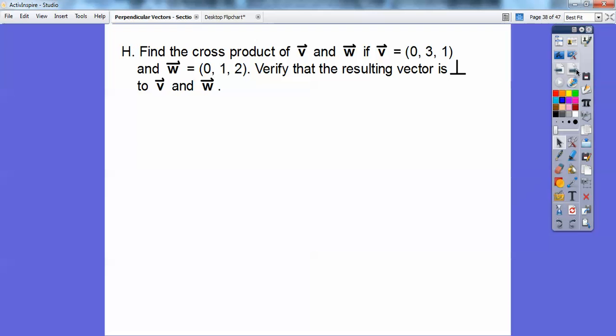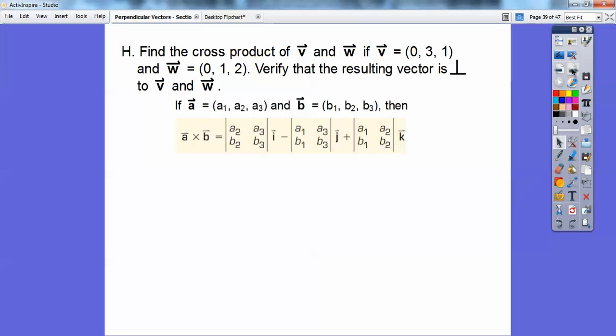Find the cross product of vector V and vector W, if V is the ordered triplet 0, 3, 1 and W is the ordered triplet 0, 1, 2, and verify that the resulting vector is perpendicular to V and W. So I'm going to get the cross product first, and then I'm going to do the inner product with vector V and vector W to make sure they're 0. You'll see. This is just the rule right there.